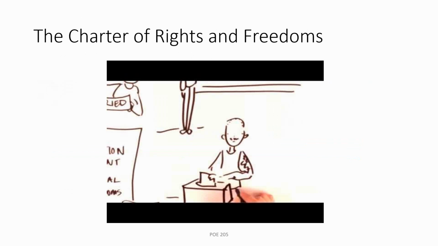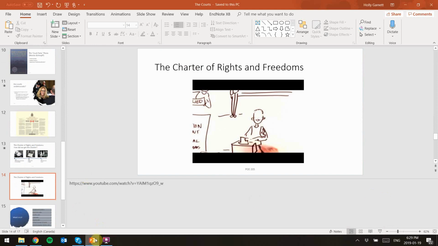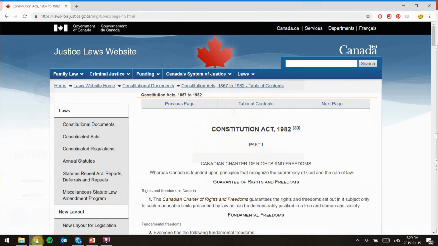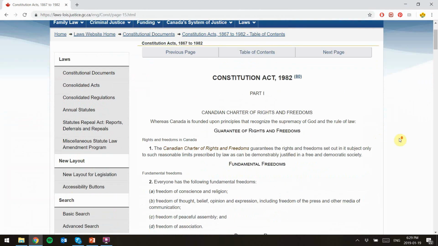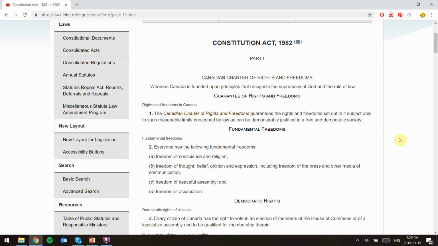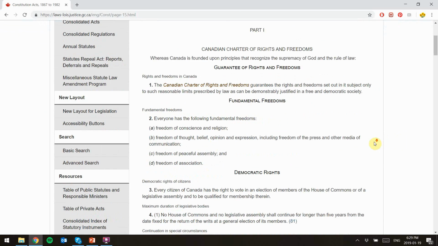So I'm going to send you to a quick video so you can get a sense of what the Canadian Charter of Rights and Freedoms is. So pause, take a look at that. And now we're just going to head over to the actual Charter of Rights and Freedoms to talk a little bit about what it contains.